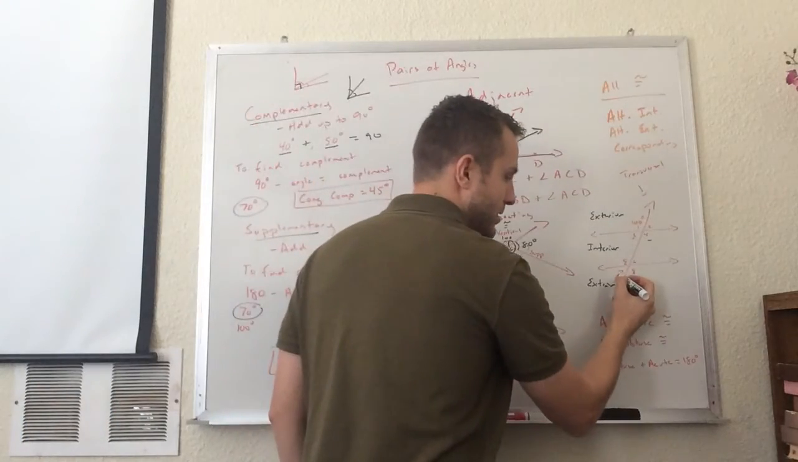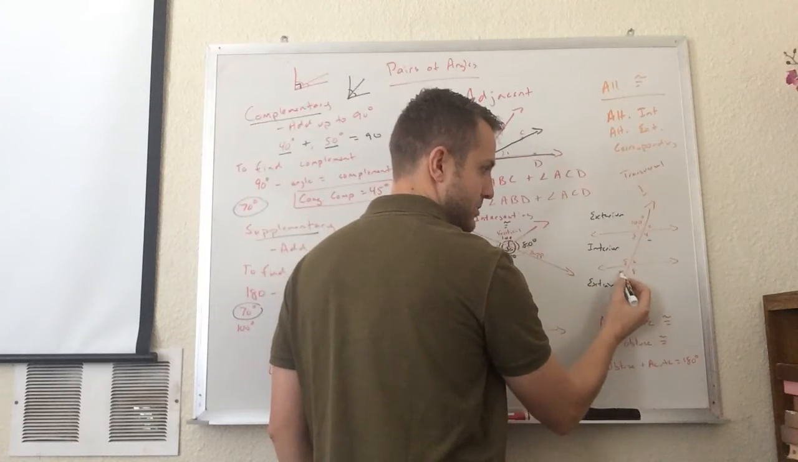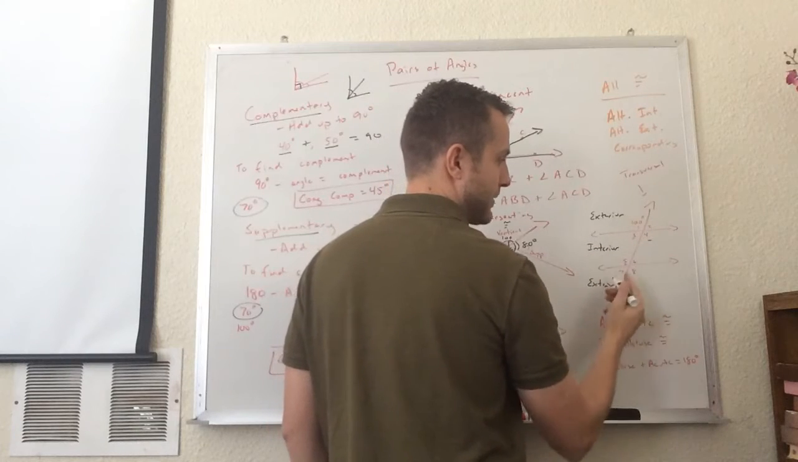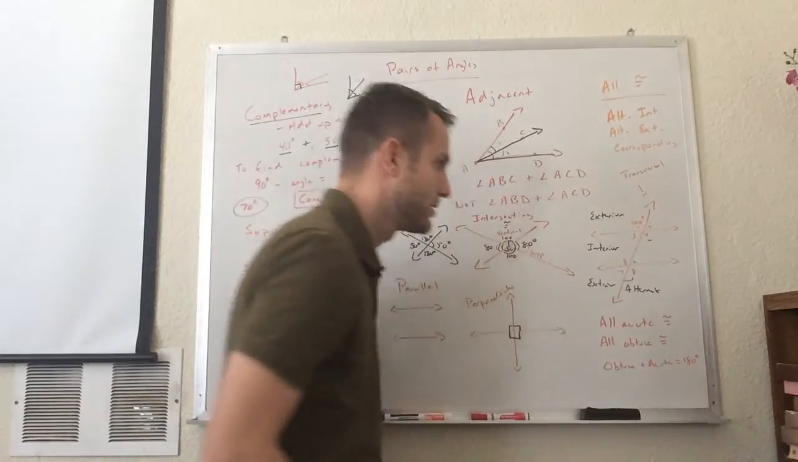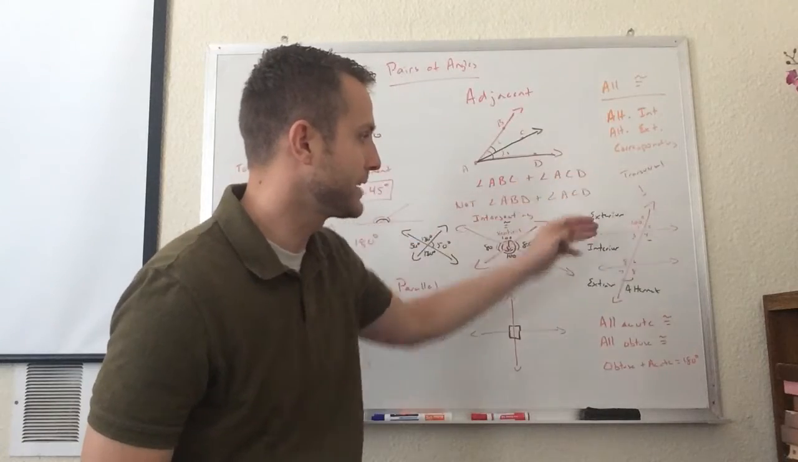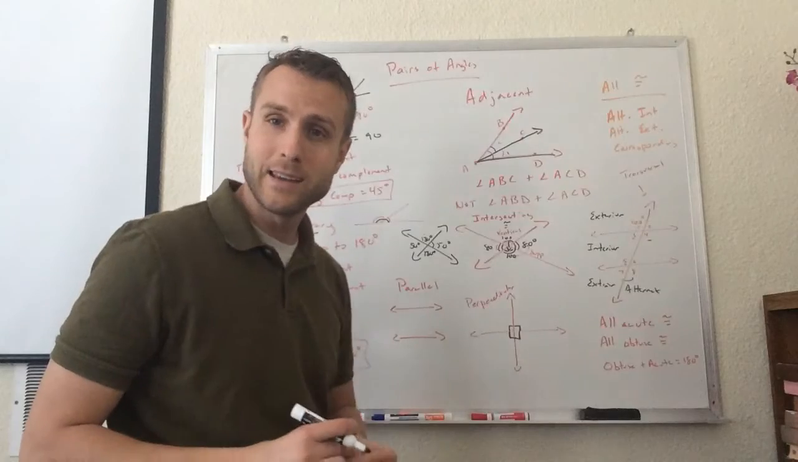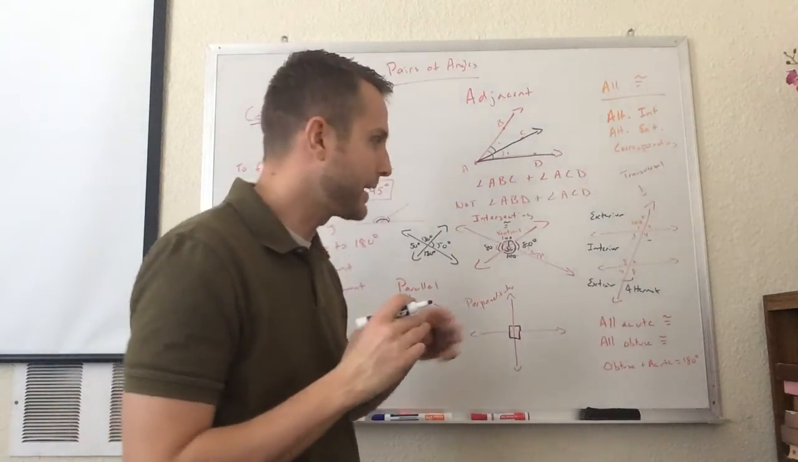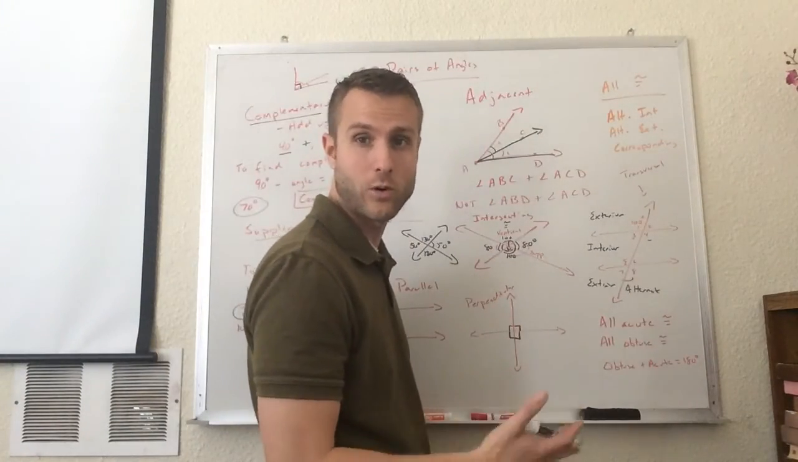If an angle is on opposite sides of the transversal, so 7 and 8, or 5 and 6, 3 and 4, 1 and 4, anything that's on an opposite side of the transversal, we call those alternate angles. So interior is between the parallel lines, exterior is outside the parallel lines, alternate means it's on the other side of the transversal. Corresponding means it's on the same side of the transversal and on the same side of the parallel line. So basically they're in the same location.